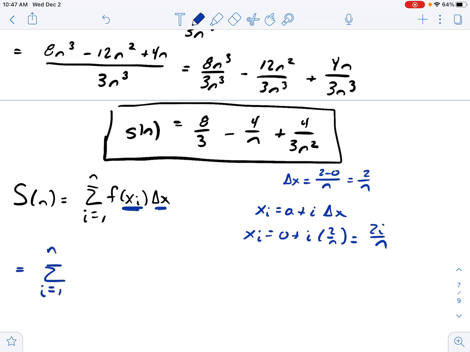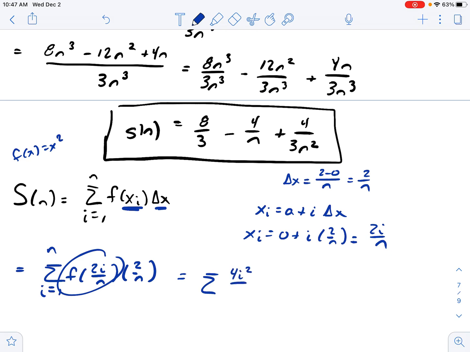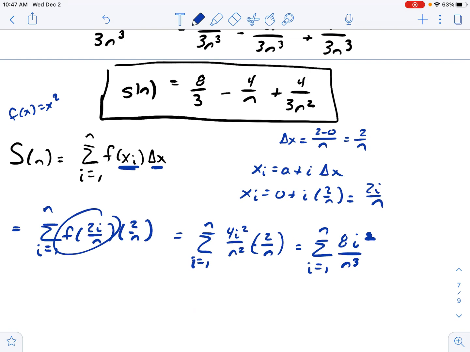Okay, so I'm going to sub in for these. Let's see what we get here. f of 2i over n times 2 over n. Again, in this example, f of x is x squared, so we're going to apply that to this. If I square 2i over n, we got 4i squared over n squared times the width. And cleaning that up a little further, we get 8i squared over n cubed. Again, the index variable is i. The 8 over n cubed can be factored out front.